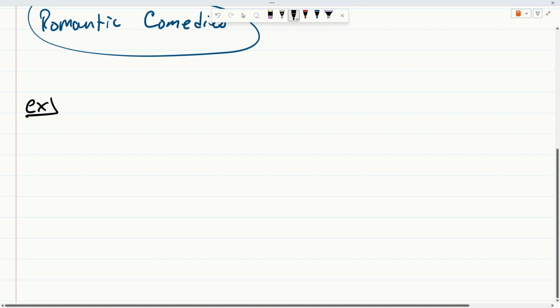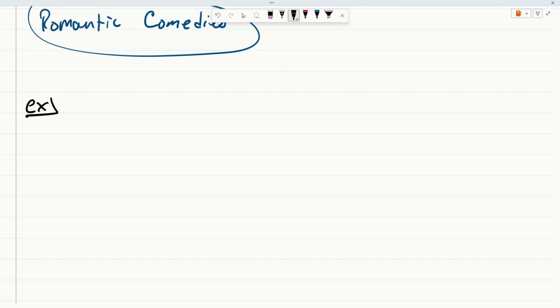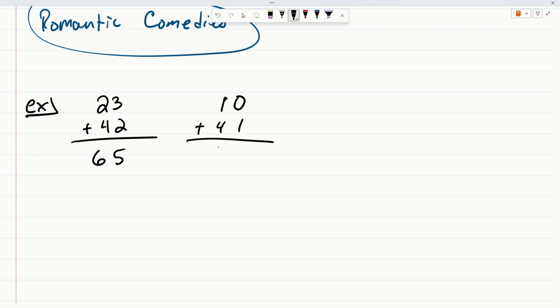Now, more specifically, let's say we were talking about math in general. What would be a really good example of inductive reasoning in math? Well, let's say you did these three problems right here. You said 23 plus 42, and it turned out to be 65. Then the next one was 10 plus 41, and you came up with 51. And then the last one, let's say you did 30 plus 66, and you came up with 96.